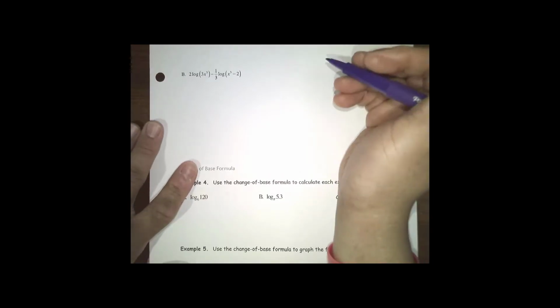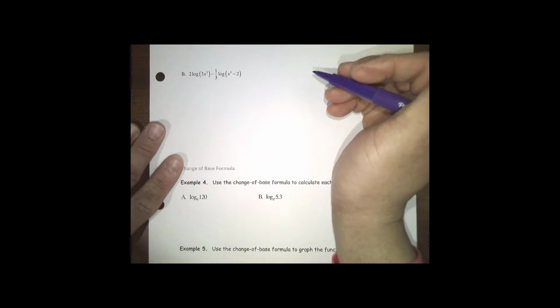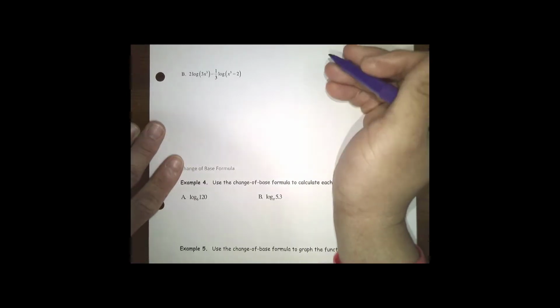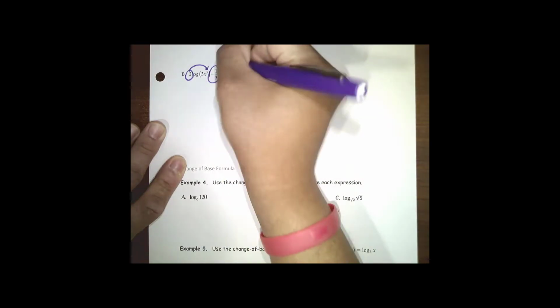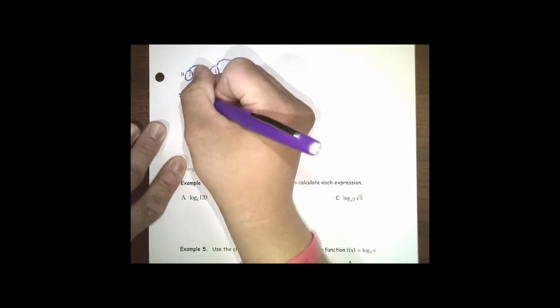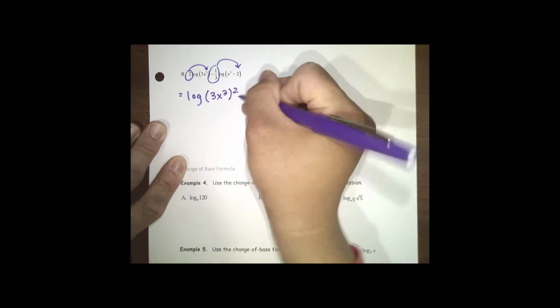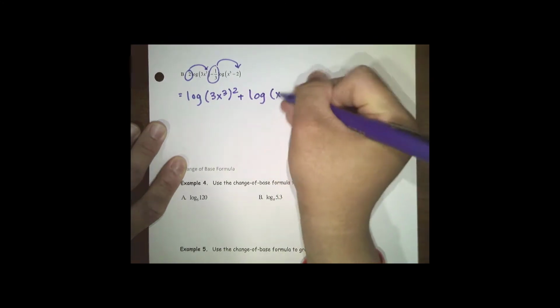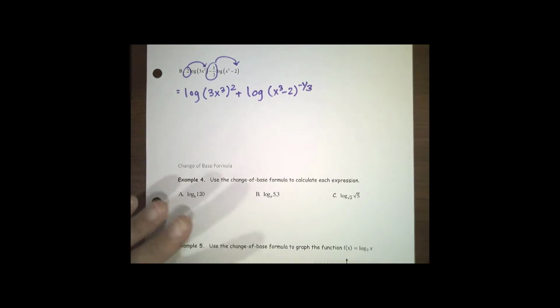But here is another example: 2 log of 3x to the 3rd power minus 1/3 log of x to the 3rd power minus 2. So I'm going to deal with the exponents first. So I have a log of 3x to the 3rd squared plus log of x to the 3rd minus 2 to the negative 1/3 power. Just remember that I'm bringing the exponent up just like in the last example.